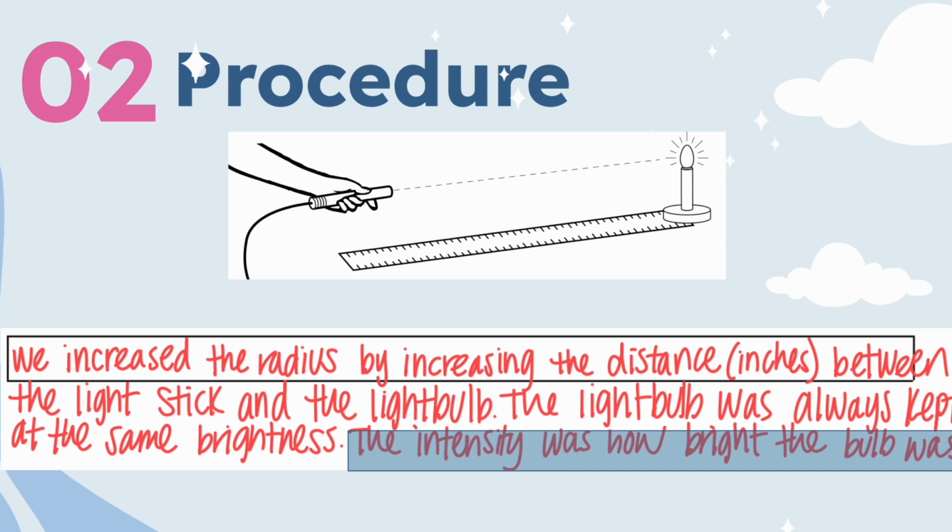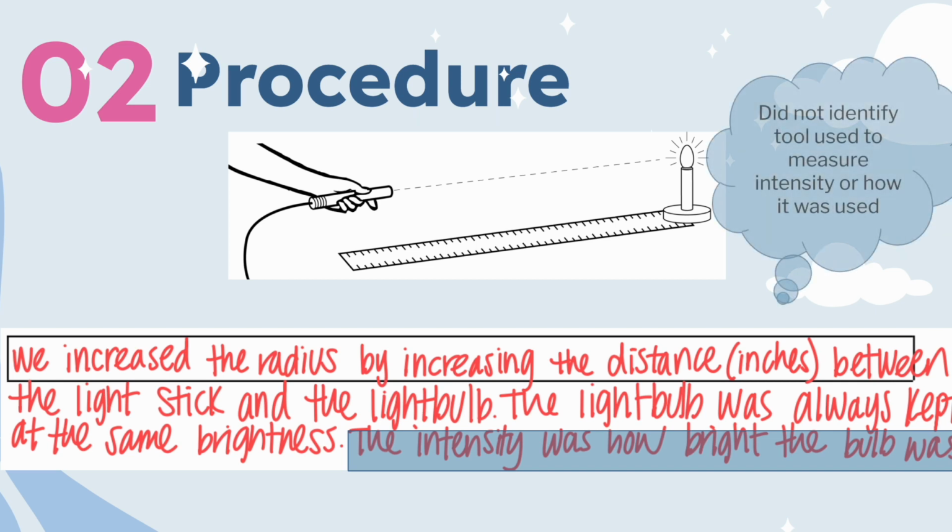For the dependent variable, I can tell that the dependent variable is light intensity. The dependent variable is, in fact, how bright the light bulb was, but that's not how you measure intensity. What I was looking for in order to get this point would be to talk about how they used a light sensor as the tool to measure the light intensity.